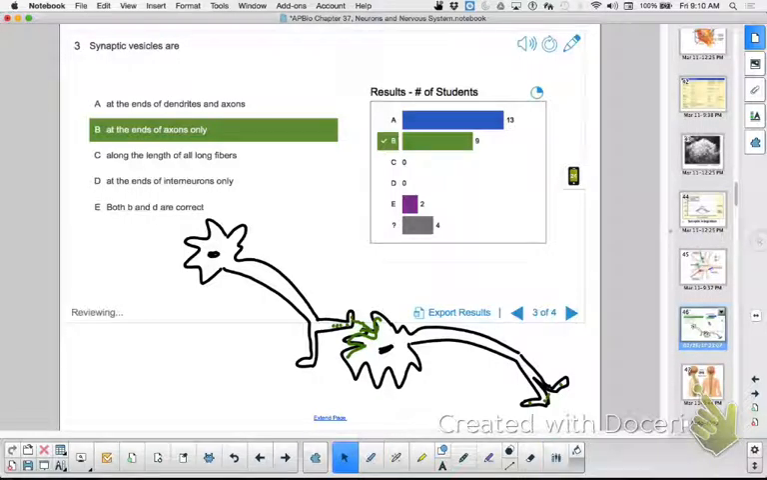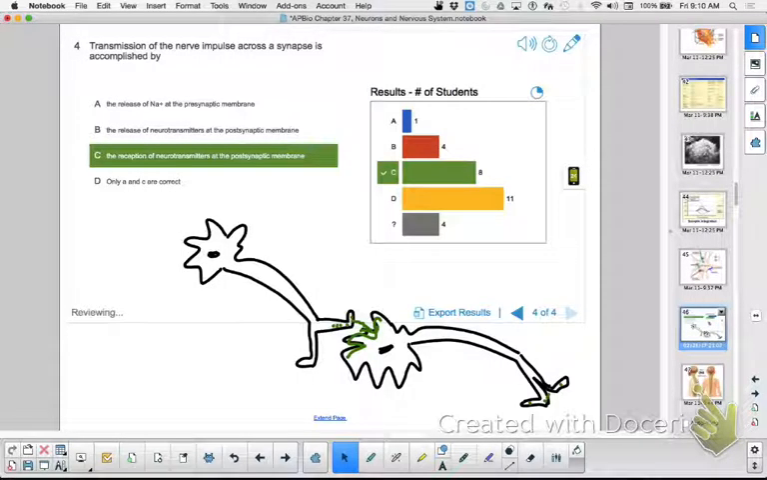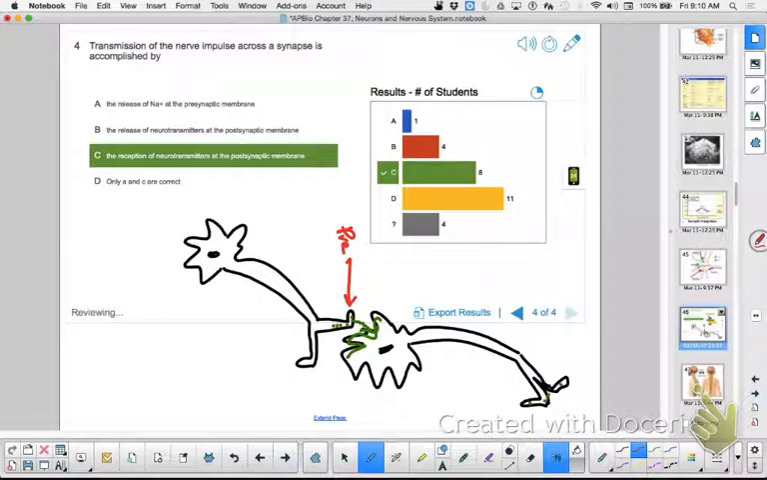Okay, ask your bio buddy. Transmission of the nerve impulse across the synapse is accomplished by the reception of neurotransmitters at the postsynaptic neuron. Look what some people said. They said A and C are correct. A says the release of sodium at the presynaptic membrane. No. This would be presynaptic, right? This is pre. And this one would be what? Post.